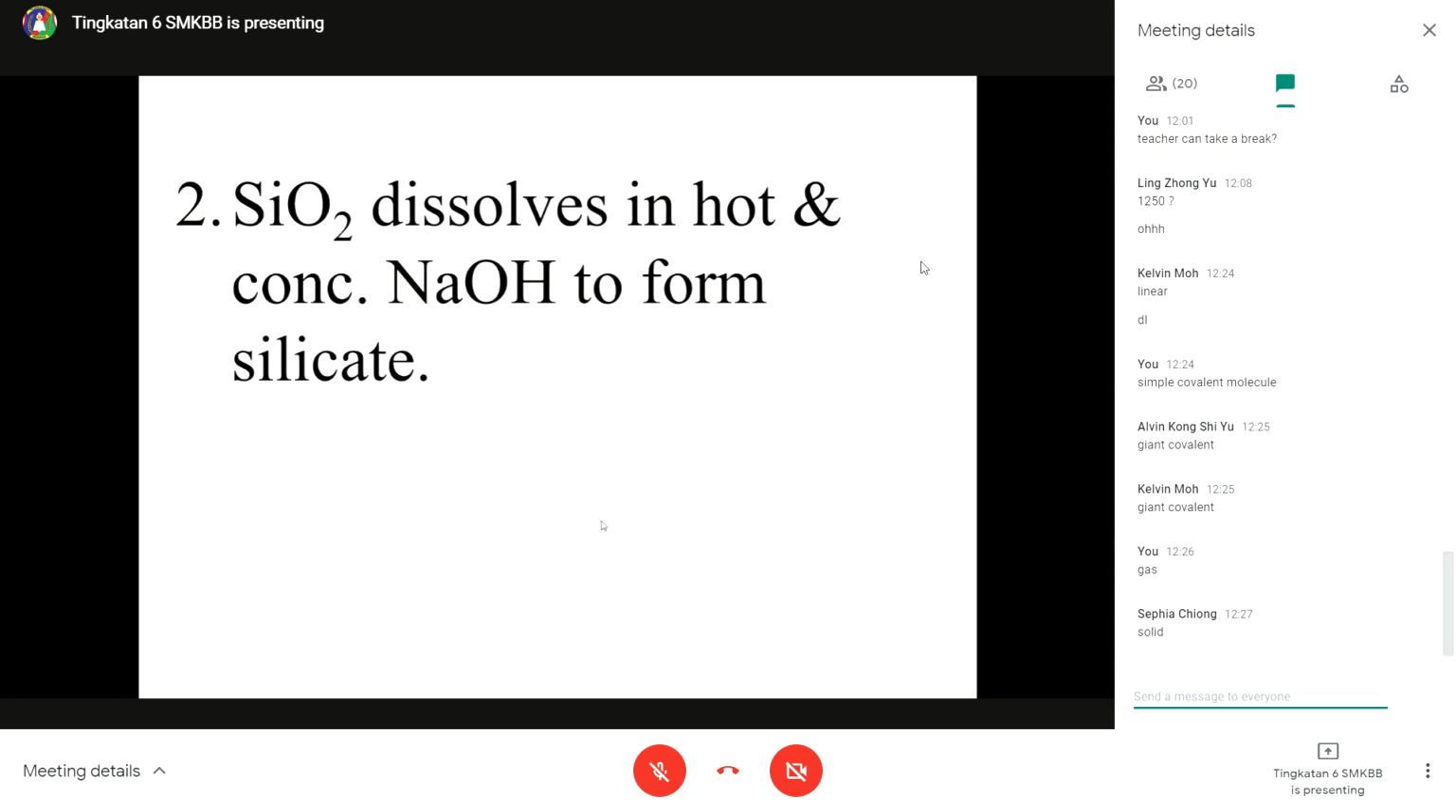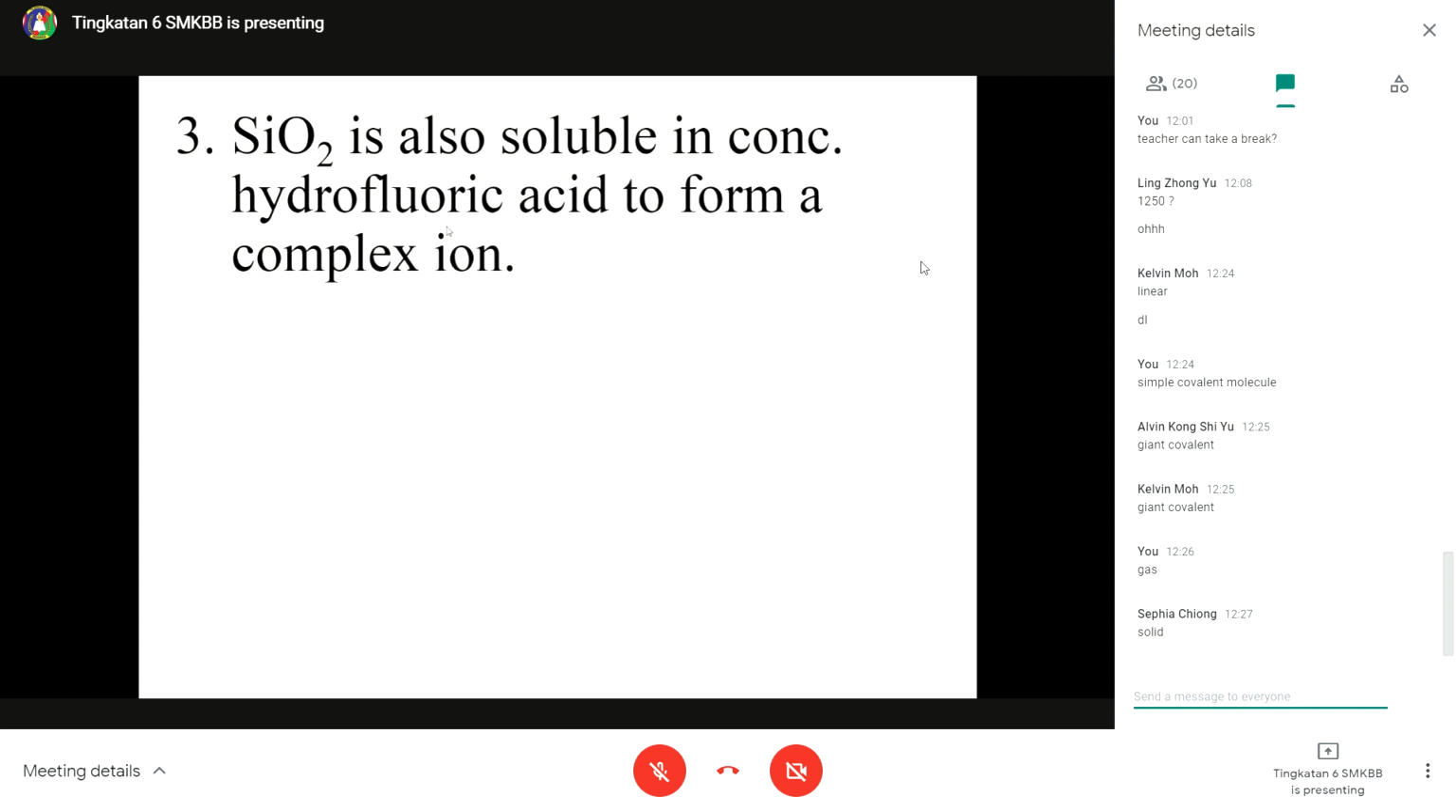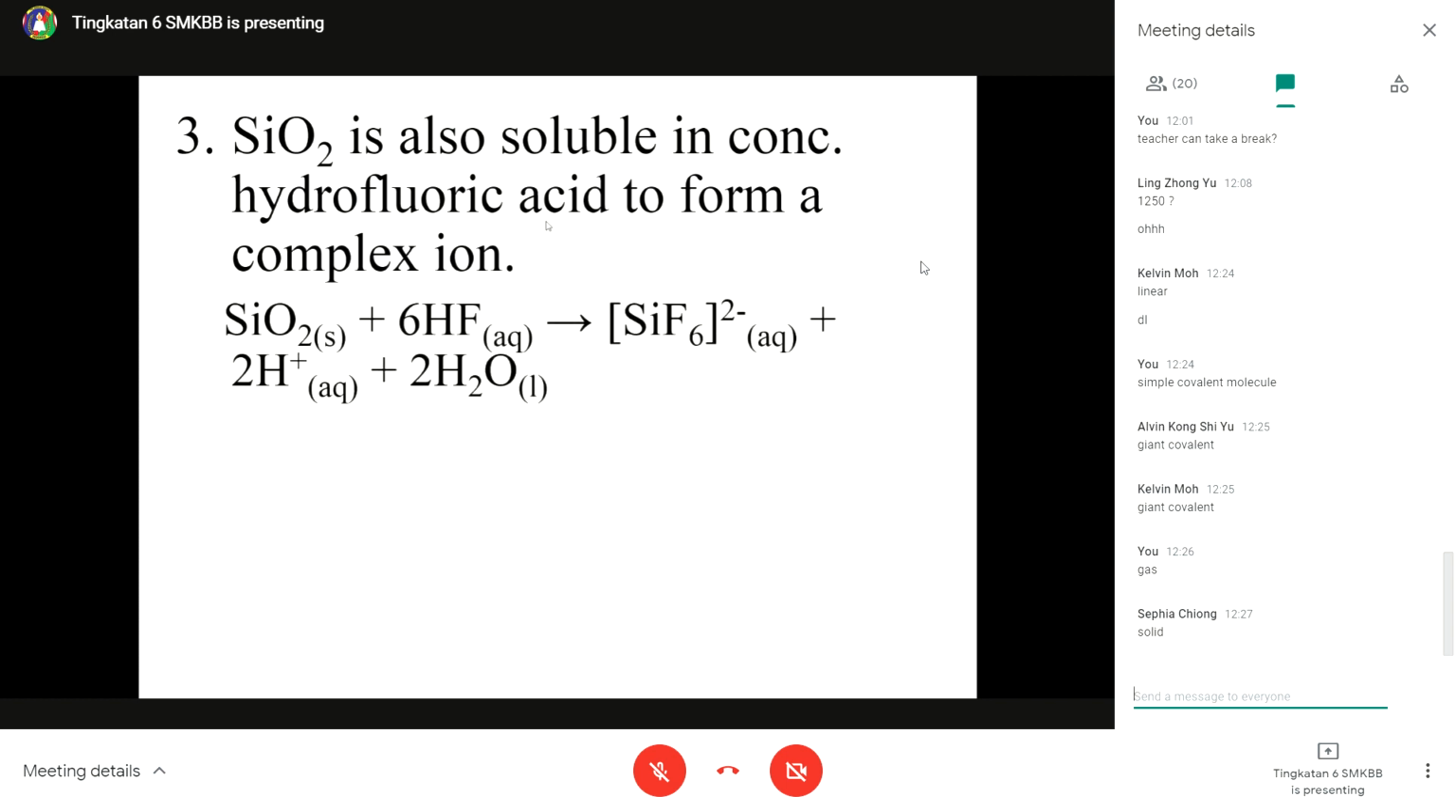Okay, silicon dioxide is also acidic. So of course it will react with sodium hydroxide. I mean it dissolves in hot and concentrated sodium hydroxide, forming the silicate and water. Salt and water, because sodium salt again is soluble. Now, silicon dioxide is a little bit special. We classify this one as acidic, but actually you find that it is also soluble in concentrated hydrofluoric acid, forming a complex ion. This one actually dissolves in acid, but it is a very weak acid, hydrofluoric acid, so it becomes a complex ion.